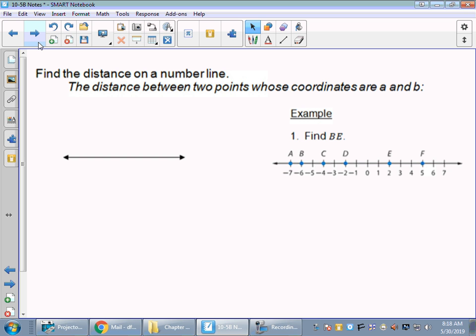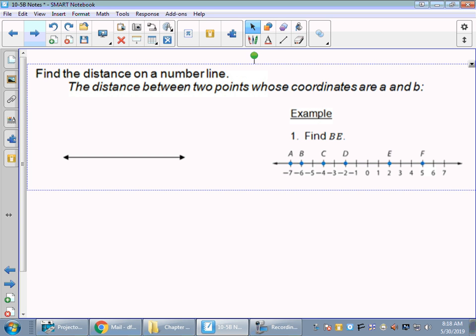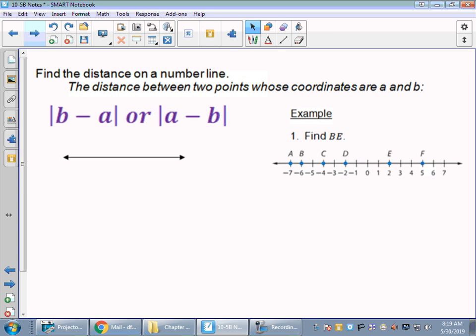On a number line, let's check this out. Distance on a number line, pretty simple stuff. When you find it, let's say you have the coordinates a and b, it could be any letters. Basically, you are going to take b minus a or a minus b. You just subtract them in either order. It really doesn't matter. And then you take the absolute value, or in general, what that means is you drop the sign. Okay? So if we wanted to find b to e, well, here's b sitting at negative 6, right? And then here's e over at 2.